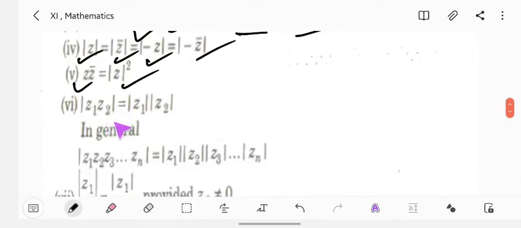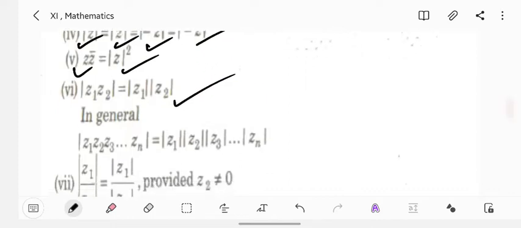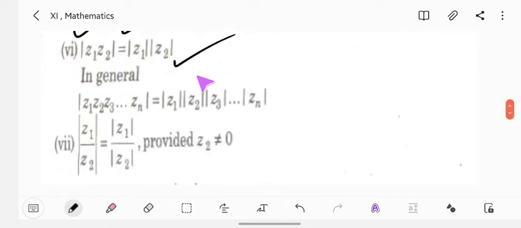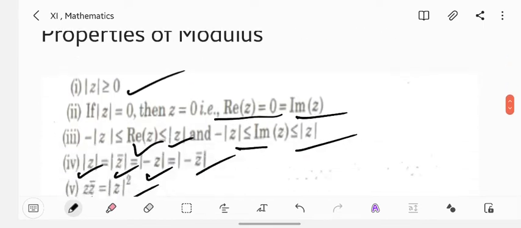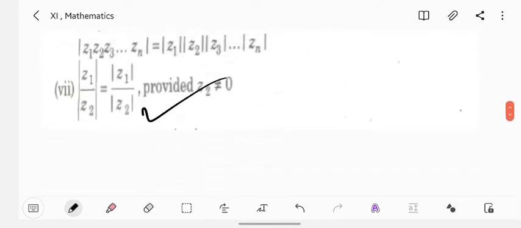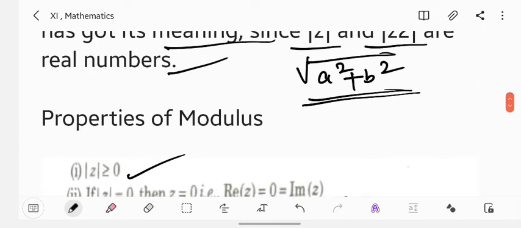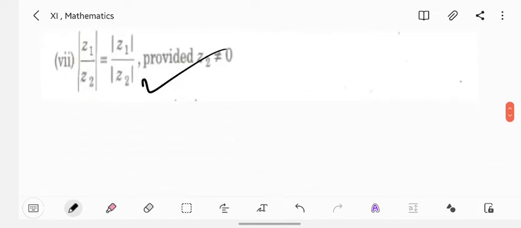And mod of z1 into z2 we can write individually, the way we did for the conjugate also. In the same manner we do it for the multiplication as well as for the division. So these are the properties of the conjugate and modulus. You can try working on certain examples given in the example section of your NCERT book.